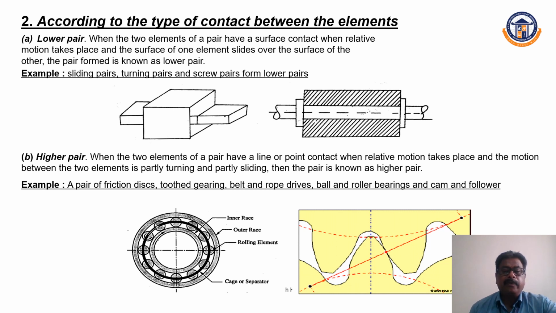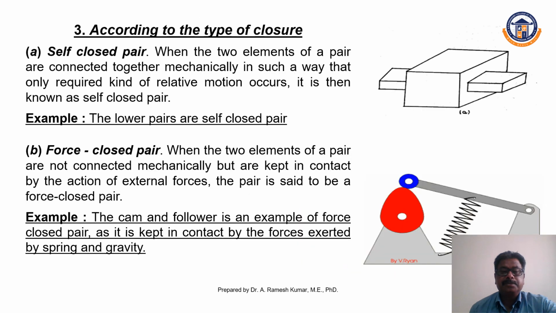Coming to the higher pair: when the two elements of a pair have a line or point contact when relative motion takes place, and the motion between the two elements is partly turning and partly sliding, then the pair is known as a higher pair. Examples are a pair of friction discs, toothed gearing, belt and rope drives, ball and roller bearings, and a cam and a follower. These are some of the examples of a higher pair.